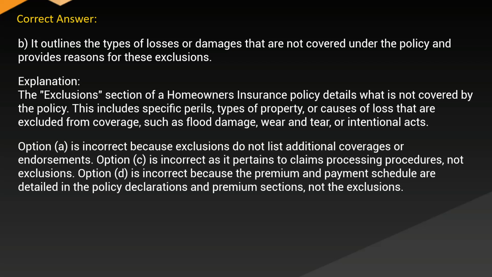Option A is incorrect because exclusions do not list additional coverages or endorsements. Option C is incorrect as it pertains to claims processing procedures, not exclusions. Option D is incorrect because the premium and payment schedule are detailed in the policy declarations and premium sections, not the exclusions.